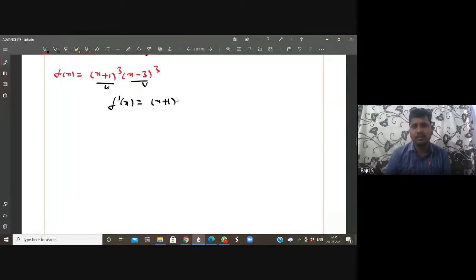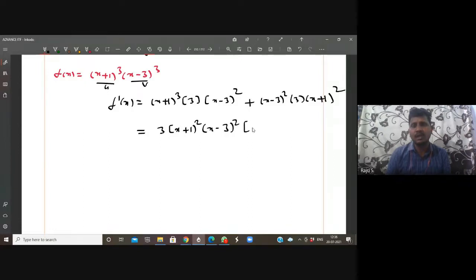x plus 1 whole cube into the derivative of x minus 3 whole cube, which is 3 times x minus 3 the whole square, plus x minus 3 the whole square into the derivative of x plus 1 whole cube, which is 3 times x plus 1 the whole square. What is common here? 3 is common, x plus 1 the whole square, x minus 3 the whole square. The remaining value is x plus 1 plus x minus 3. So 3 times x plus 1 the whole square, x minus 3 the whole square, 2x minus 2. This is f dash of x.